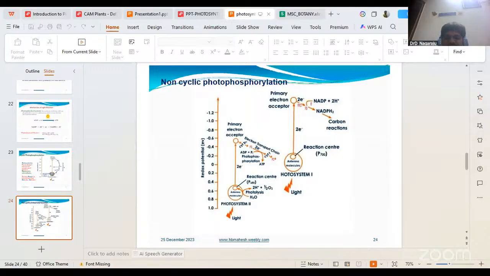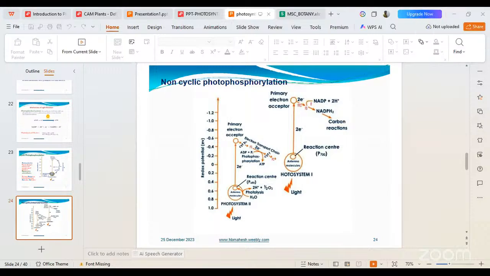Here in the non-cyclic, ATP formation, release of oxygen, and NADPH2 formation: these three reactions happen in the non-cyclic. Whereas in the cyclic, only ATP formation takes place, only one ATP. Whereas in the non-cyclic, ATP, NADPH, and oxygen, these three. That's why the non-cyclic is a highly productive reaction.